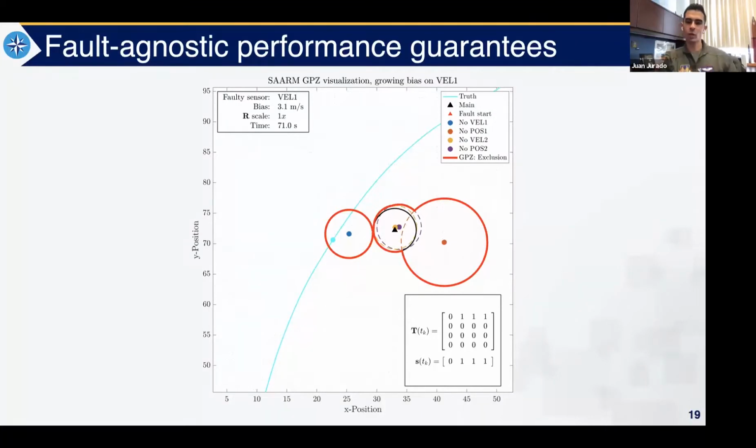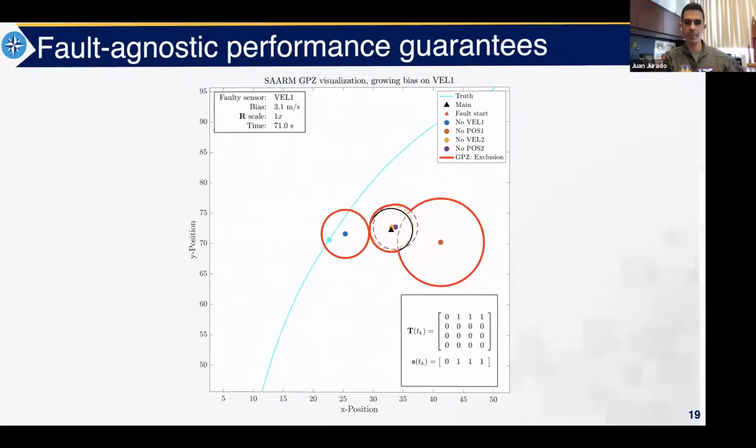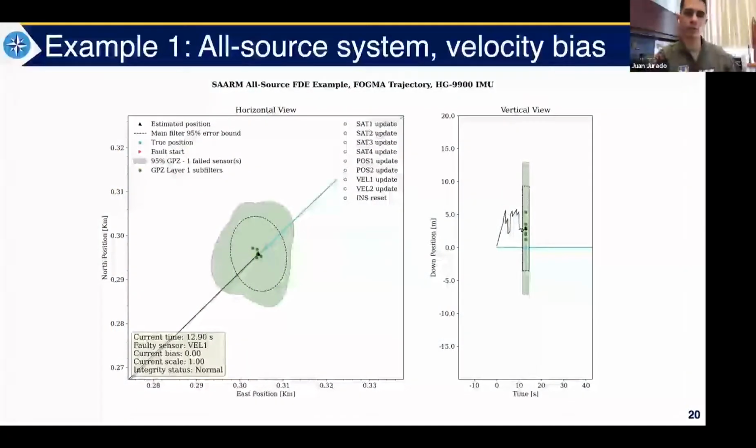Hopefully that makes sense. Now we'll have a video to show that, and then we'll go back with Q&A to close the loop on that. So that's how we provide the fault agnostic performance guarantee, the GPZ. Now here are examples. I believe I have 3 examples to demonstrate the system performing across a variety of situations.